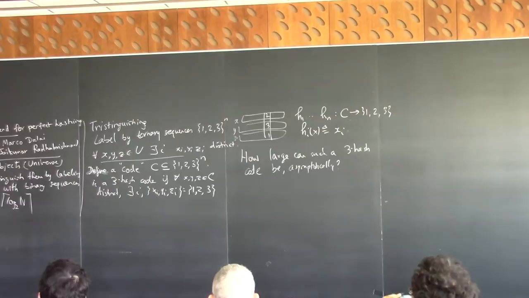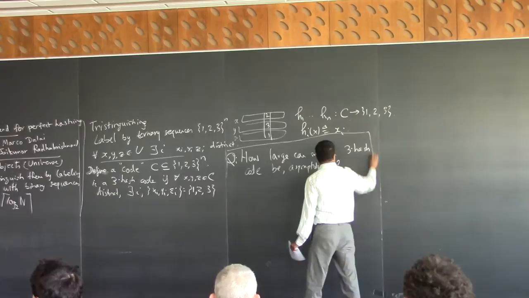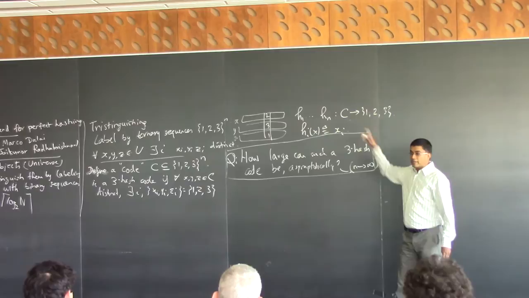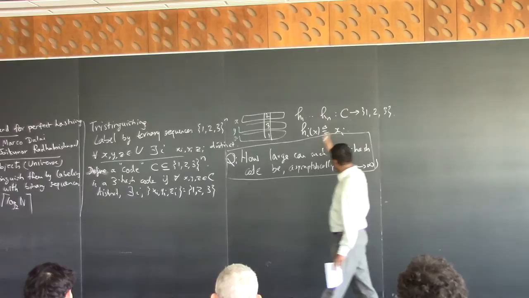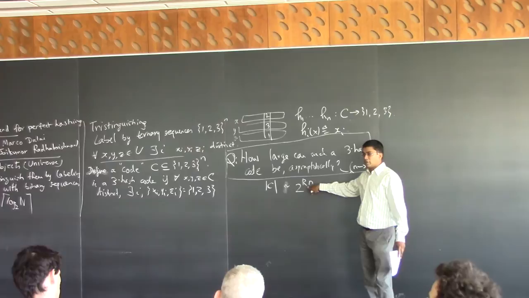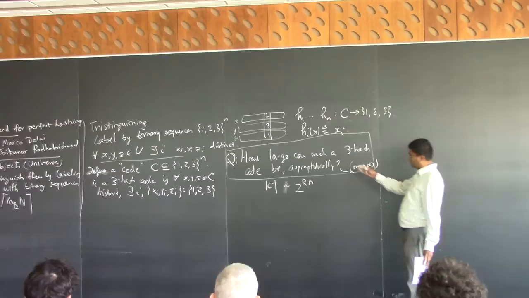So this is the big question. Here I'm asking, fixing little n, but I'm really thinking of, asymptotically, n going to infinity. Little n going to infinity, and I would like to know how big can such a code be. In particular, the size of the code will grow like some number 2 to the Rn. So it will be exponential in n. And the question is, what is the best r you can put here? So that's the point.